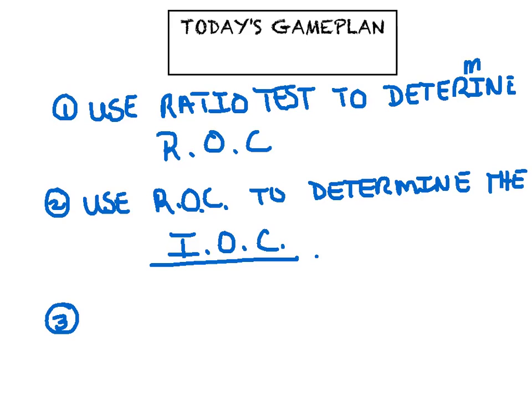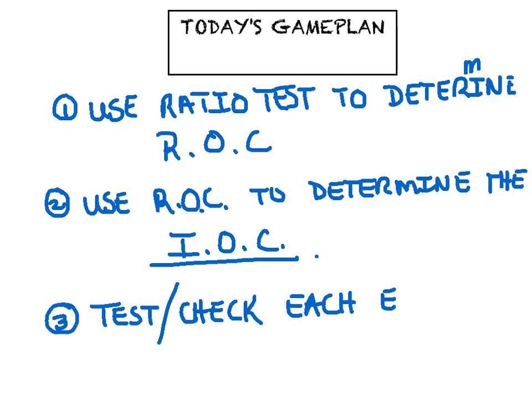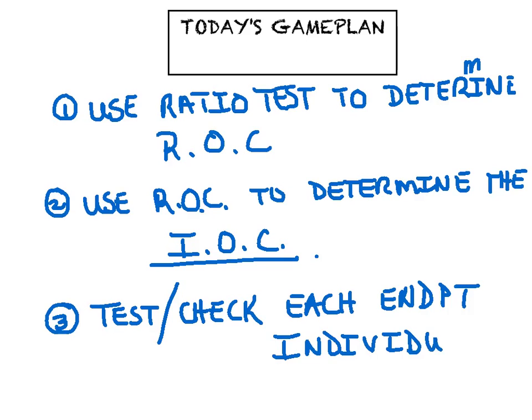And then last but not least, and this is the one that's going to make no sense right now when I say it, but it'll make a lot of sense hopefully 5 minutes from now, is we need to then test, or maybe another word I could say is check, each endpoint individually. That's a step that usually costs a lot of people points on the AP exam. But we're going to check each endpoint individually to see if we converge at those endpoints.